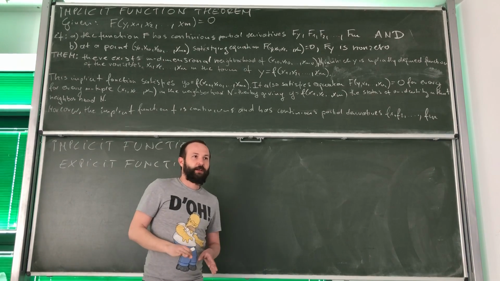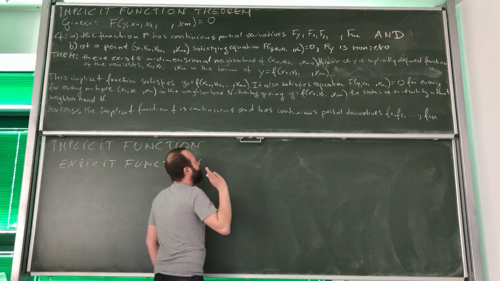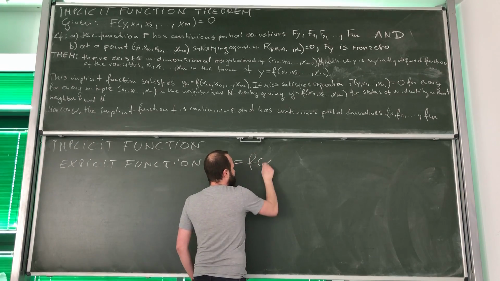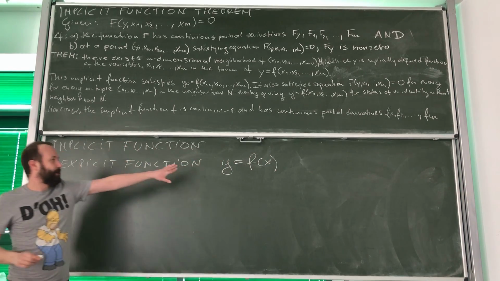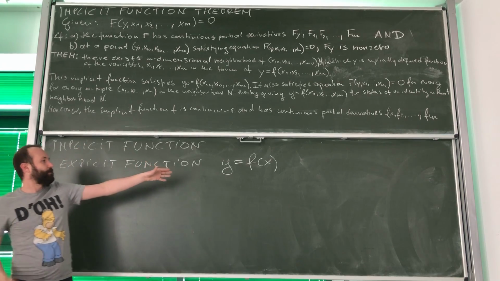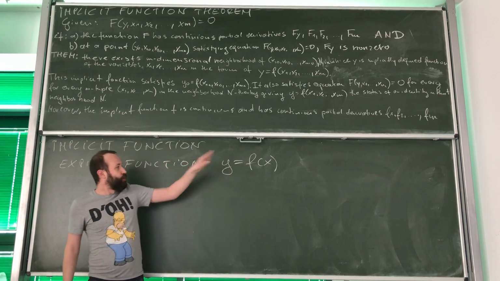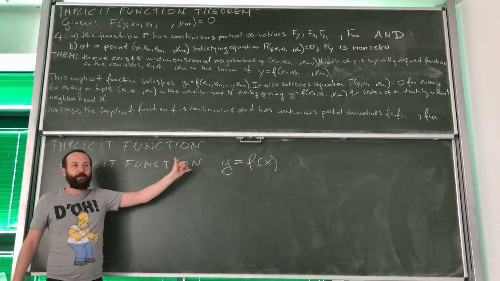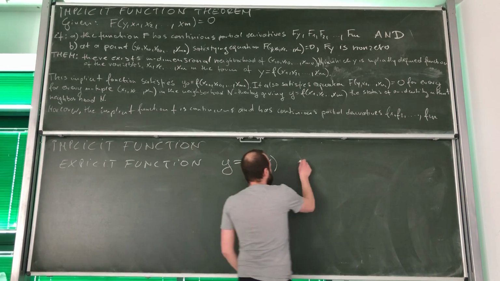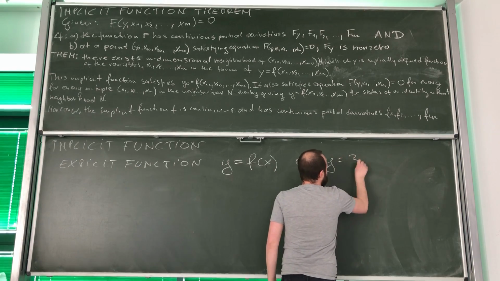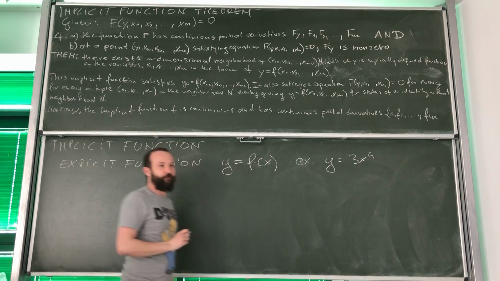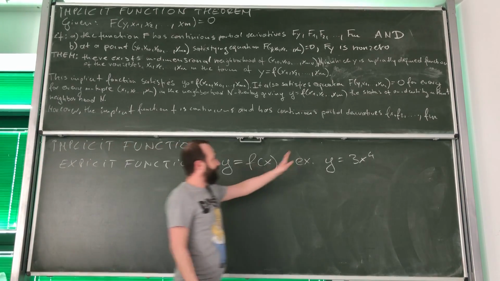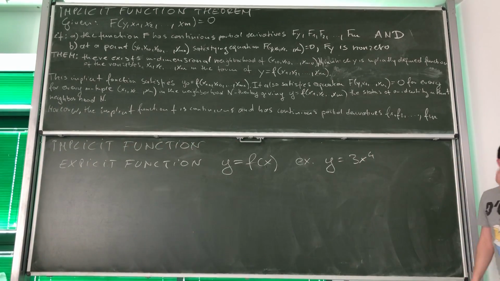An explicit function is a case that we are used to. So y is defined, for example, as a function of some variable x. Knowing the value of x, we can directly calculate y. To give an example, let's just say that y equals 3x to the power of 4. Right? Knowing the value of x, we can easily calculate the value of y.